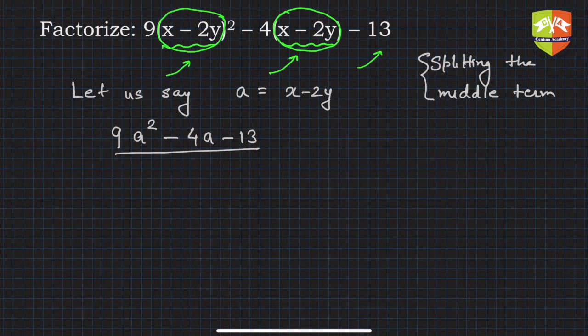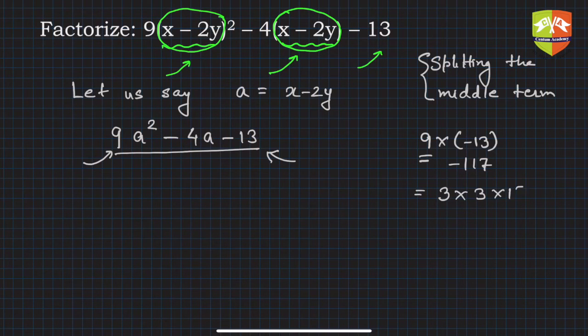So let's analyze the coefficients. The leading coefficient is 9 here, the constant term is minus 13. So in splitting the middle term, what do we do? We multiply the leading coefficient, that is 9, with the constant, minus 13, right? What is 13 times 9? It is nothing but 117. In fact, there is no need to multiply these two. What you can do is simply factor it. So it is 3 into 3 into 13, right? This is the total. The prime factors of 9 into minus 13 will be this, right?